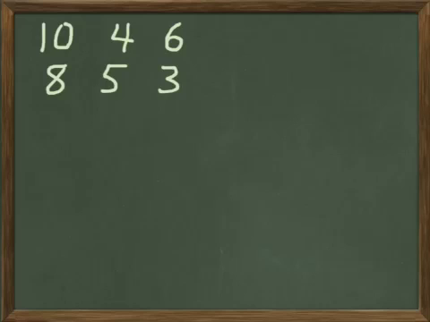Let's see, Mary is in the next one. Mary has 11 apples, and she gives 4 apples to Lucy and 5 to Nancy. So how many apples does Mary have left? Let's put that down. She's got 11 apples to start with. She gives 4 of them to Lucy, and she gives 5 to Nancy. So how many is she going to have left after all that?